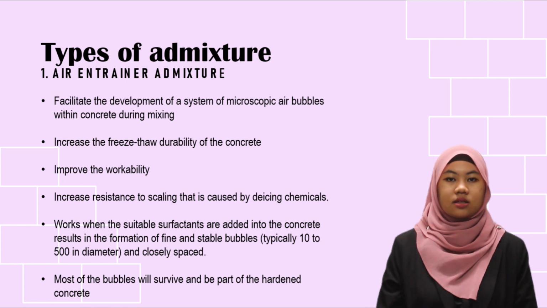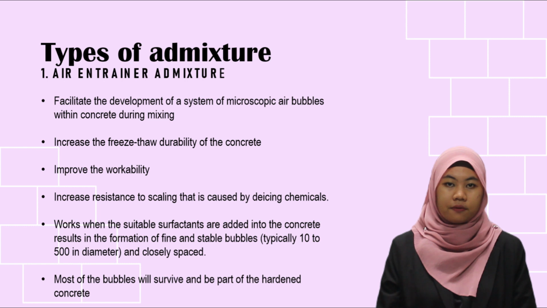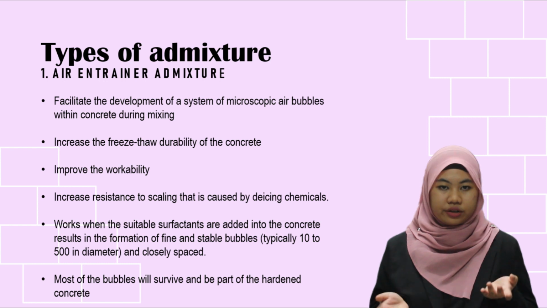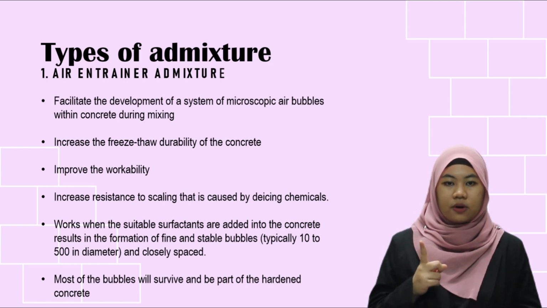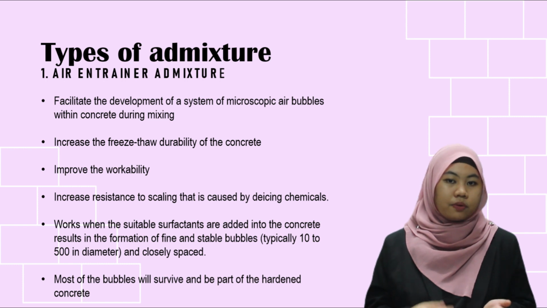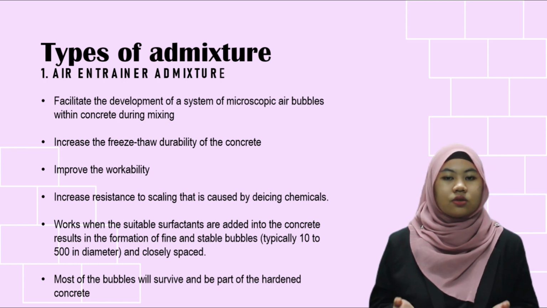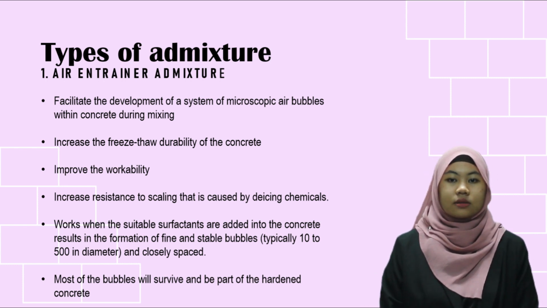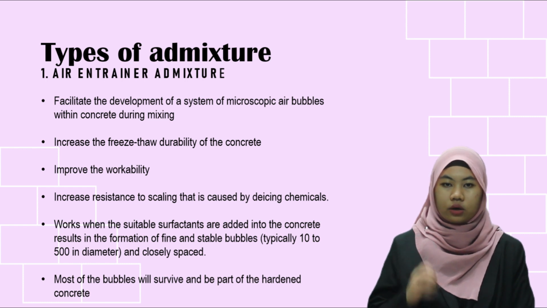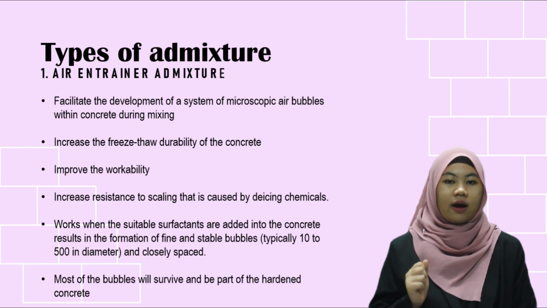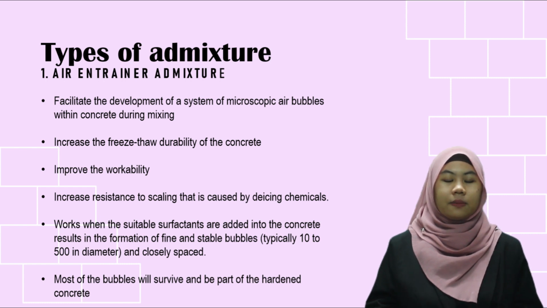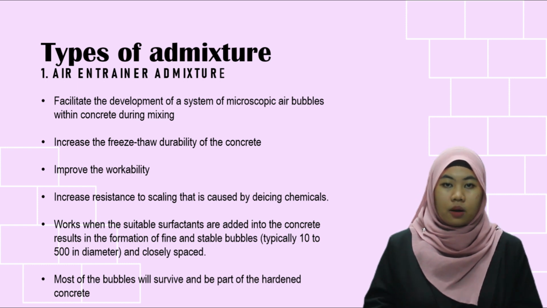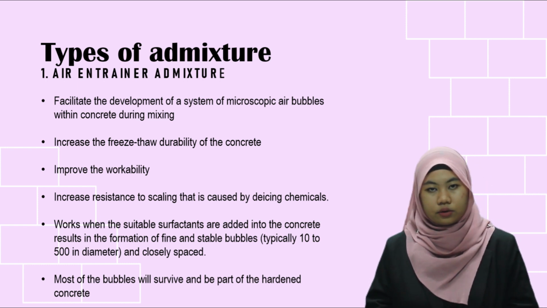The first admixture is an air entrainment admixture. This admixture facilitates the development of a system of microscopic air bubbles within concrete during mixing. It is to increase the freeze-thaw durability of the concrete, improve the workability, and increase resistance to scaling that is caused by de-icing chemicals. The admixture works when suitable surfactants are added into the concrete, resulting in the formation of fine and stable bubbles that are typically 10 to 500 micrometres in diameter and closely spaced. Most of the bubbles will survive and be part of the hardened concrete.